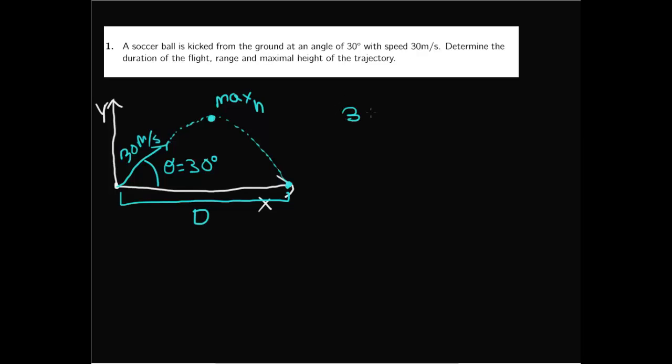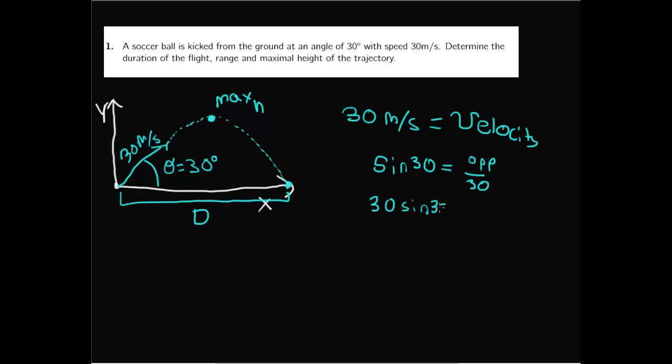We know that it's 30 meters per second equals velocity, but it has an x and y component because of the angle. So to do this, use trigonometry. Sine of 30 degrees is equal to the opposite over the hypotenuse, which is 30. This simplifies to 30 sine of 30 equals the opposite, and we know that the sine of 30 is 1/2. So this becomes 30 times 1/2, which is equal to 15 meters per second. That is your velocity y component.